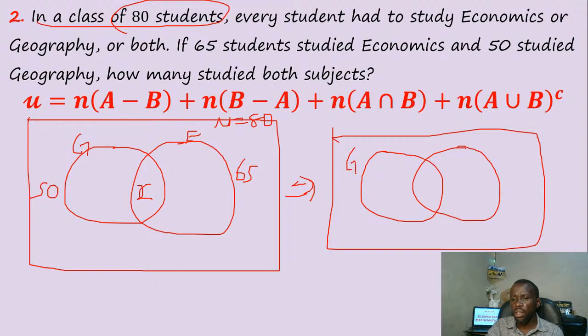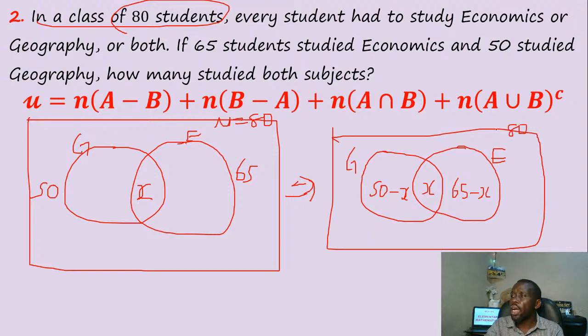G for geography here, E for economics. Now, 50 study geography, but we're not told only. So if you want to know those that study geography only, the 50 will come inside and become 50 minus X. And my X is still inside. Therefore, economics only will become 65 minus X. The 80 is outside here.